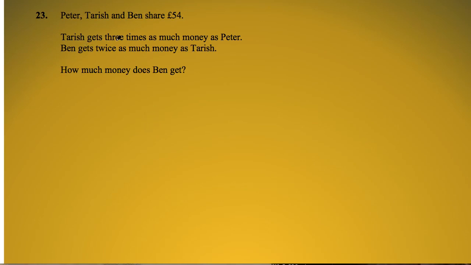So Tarish gets 3 times as much money as Peter, and Ben gets twice as much money as Tarish. So let's just write out who gets least, who gets most. Peter gets least, Tarish in the middle, and Ben gets twice as much as Tarish.